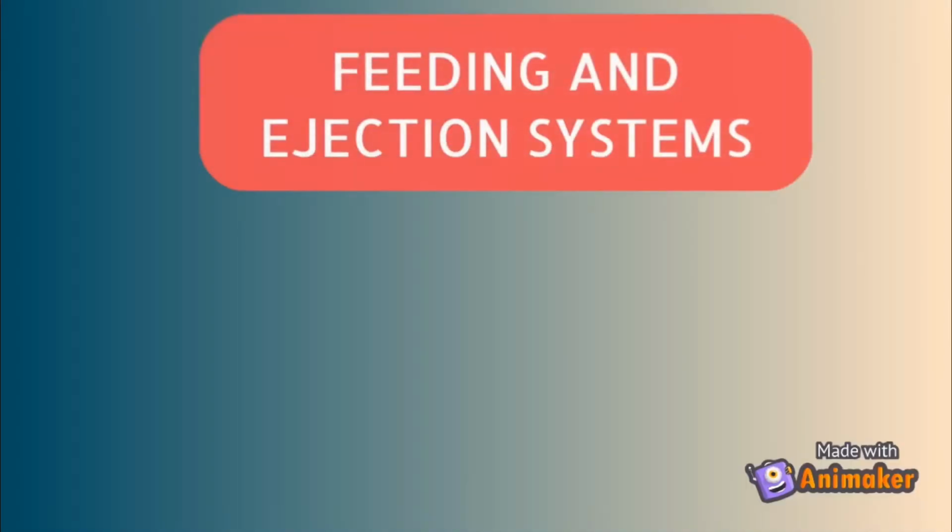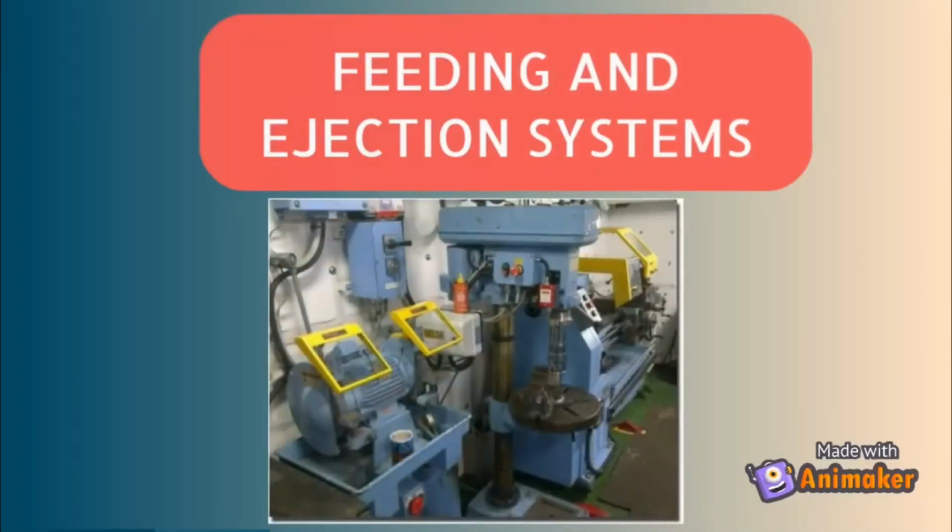Next, feeding and ejection systems. Feeding and ejection systems can be an effective safeguard if properly designed and used. There are 4 types of feeding and ejection systems available for use with modern industrial machines.